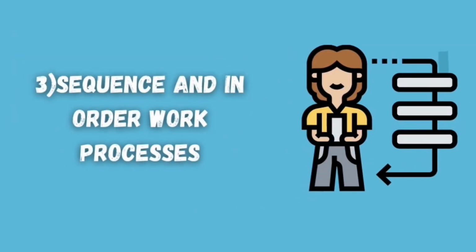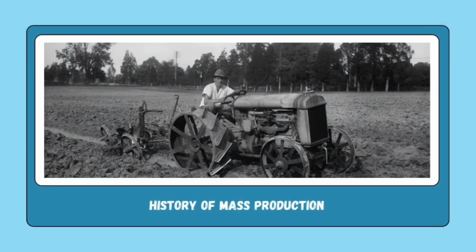Thirdly, sequence and an ordered work process. Work in mass production is carried out in sequence, in order, according to the production flow. And there are many characteristic features like this.